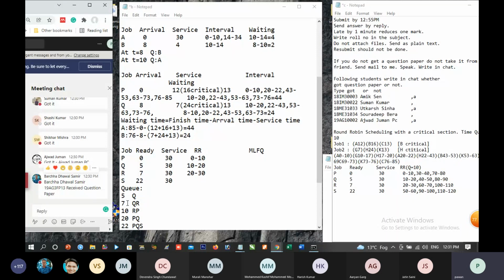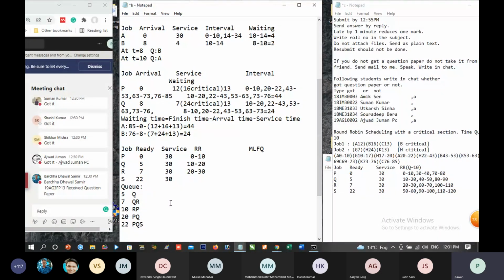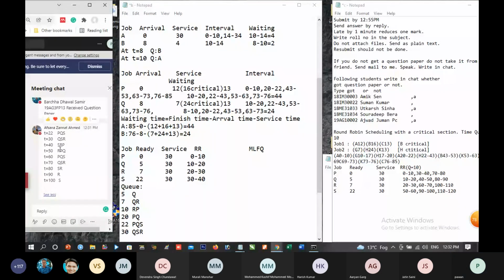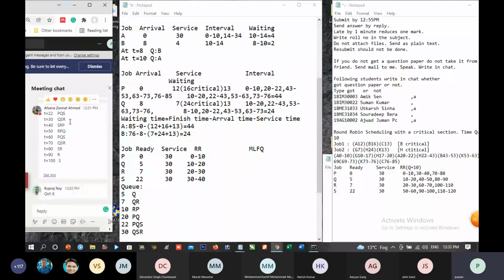Now at time t equal to 22, S joins the queue. So what will happen? 20 to 30, R will be served. And at time t equal to 30, Q, S and R will be in the queue. So from 30 onwards, P will be served, 30 to 40. That is correct. At 22, it is PQS. At 30, it is QSR. At 40, it is SRP. Then it is SRP. In this way, it will proceed. Got it. Yes. Fine.